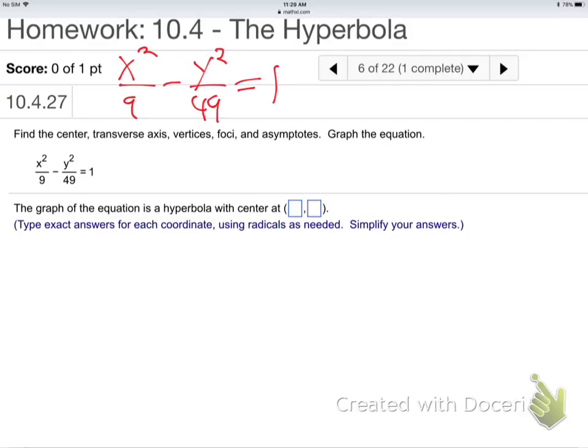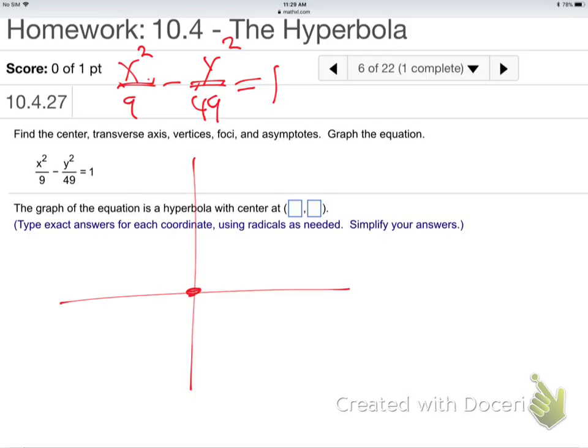All right, so there we go. X squared over 9 minus y squared over 49 equals 1. We're supposed to do everything on this one. So what's the center? So far, they haven't moved it. They're going to in a minute. How do I know they haven't moved the center? When the center's been moved, you'd have x plus a number or y minus a number in parentheses, and the opposite is the center. So right now the center is 0, 0.